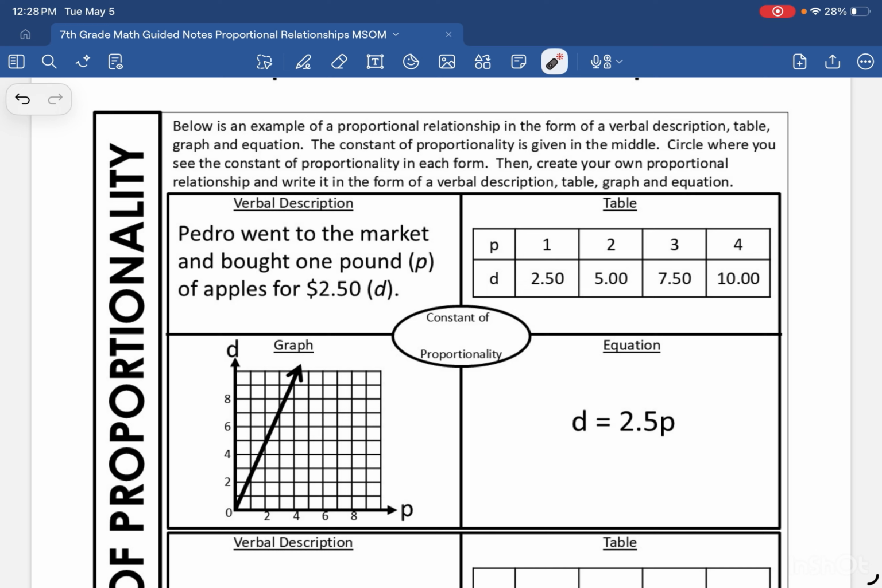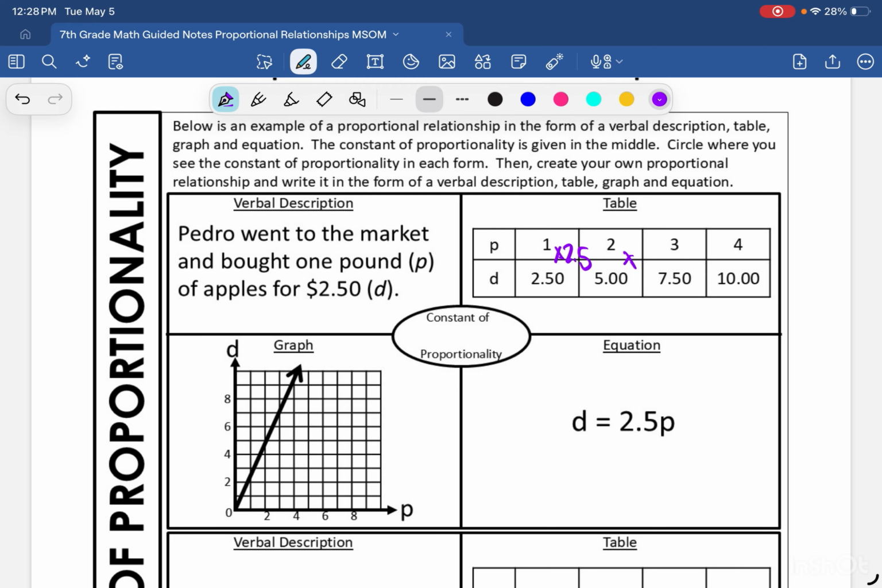Below is an example of a proportional relationship in the form of a verbal description, a table, graph, and equation. The constant of proportionality is given in the middle. Circle where you see the constant of proportionality in each form. Then create your own proportional relationship and write it in the form of a verbal description, table, graph, and equation. Okay, so let's figure out what the constant of proportionality is. Let's look at our table. To get from 1 to 2.5, I'm going to multiply by 2.5. And that is true from all these P's to all these D's.